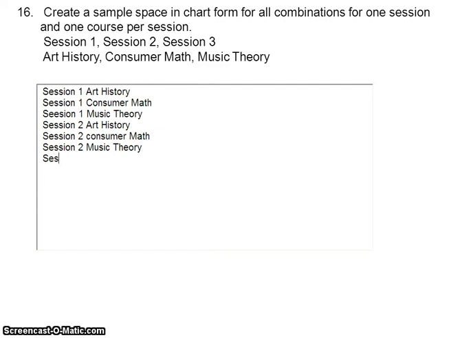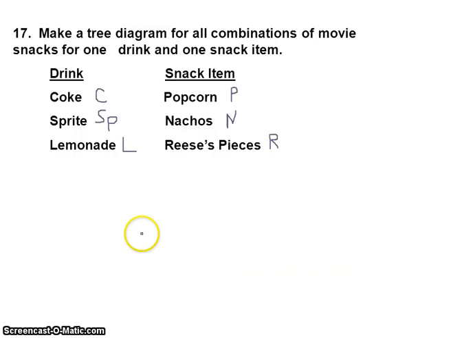And then I'm done with session 2, so I go on to session 3 and art history, session 3 and consumer math, and session 3 music theory. So those are my outcomes in list form of all possible combinations.